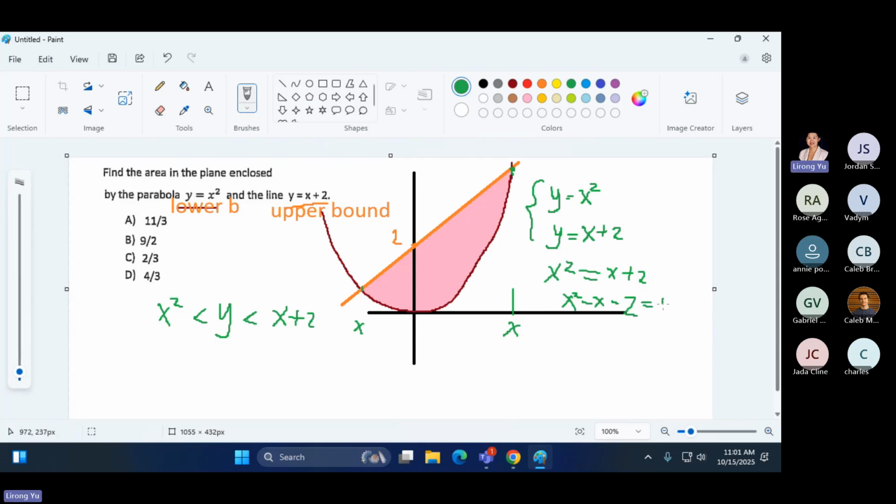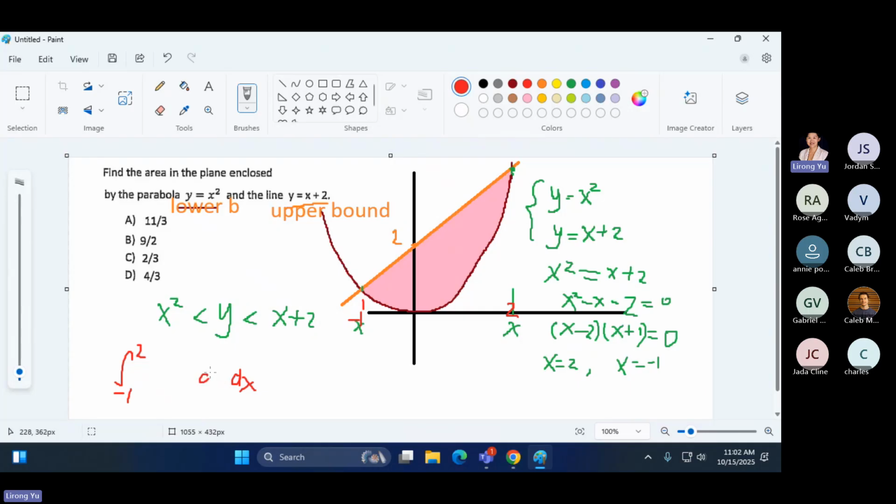We factor this into x minus 2 and x plus 1. That way we determine the two x values at the intersection: x equals -1 if x plus 1 equals 0, and x equals 2 if x minus 2 equals 0. So these are the two intersection points. This is x equals 2, and this is x equals -1. Now we have our integration boundary: -1 to 2 for x.